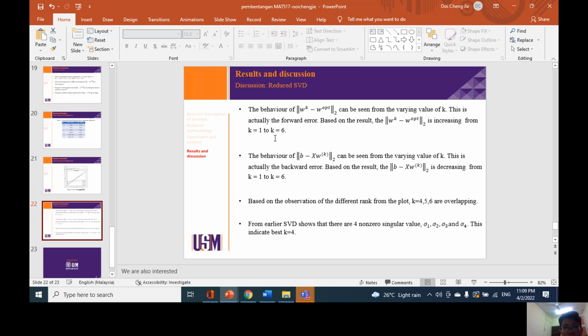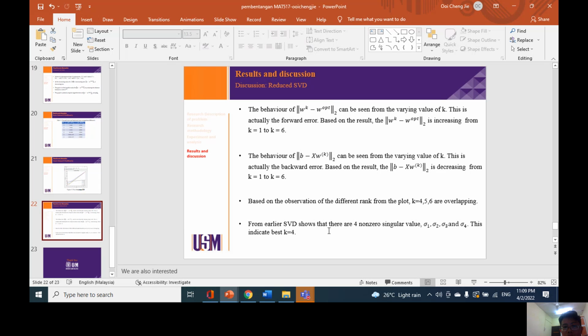In this slide, I'm going to talk about the discussion for the reduced SVD. The behavior of the second norm of the least square can be seen from the varying value of K. This is actually the forward error. Based on the result, the second norm of the least square is increasing from K equal to 1 to K equal to 6. Similarly, the backward error is decreasing whenever K is increasing. Based on the observation of the different ranks from the plot, K equal to 4, 5, 6 are overlapping.